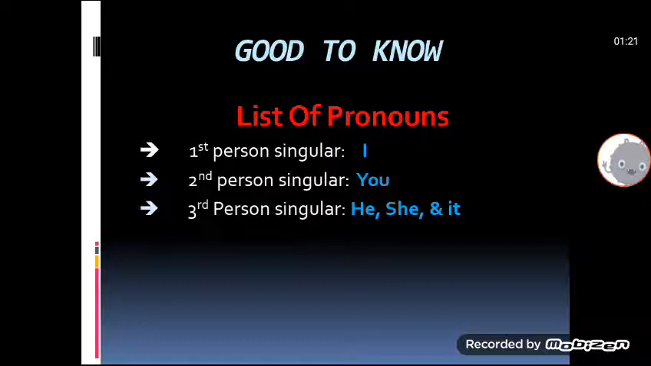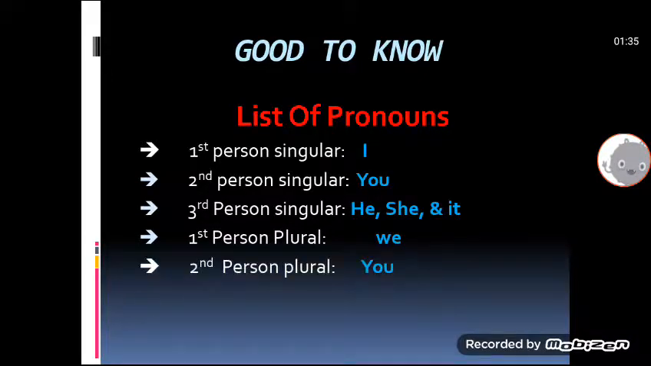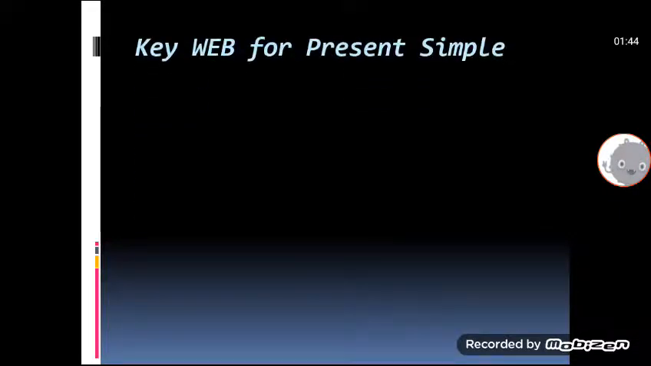And I have told you to memorize these three well. Third person singular: he, she, it, singular noun; he, she, it, singular noun, like this. Okay, and first person plural we, second person plural you, third person plural they. Clear? So you need to keep in your mind these pronouns.